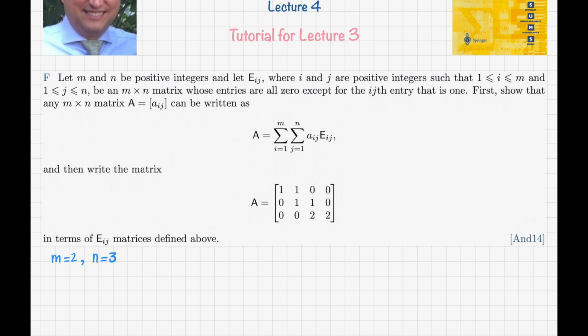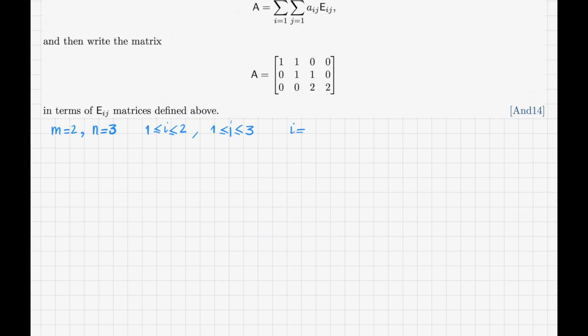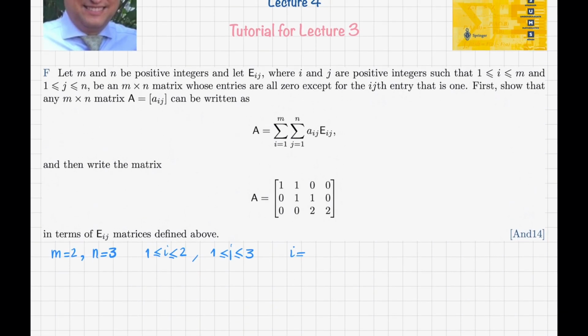And then what are these indices i and j? According to the problem, i is an integer in this interval, so i goes from 1 to m. m in this case is 2, so it goes from 1 to 2. j goes from 1 to n. n I have chosen to be 3, so j goes from 1 to 3. So the choices for i are 1 and 2, and the choices for j are 1, 2, and 3. So if I concentrate on this combination ij, I will have 6 combinations, yes?